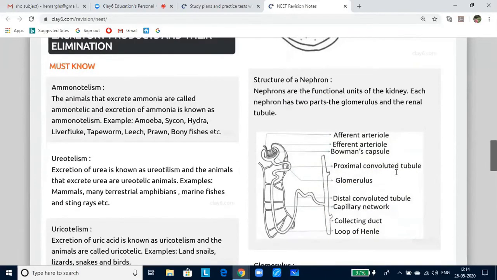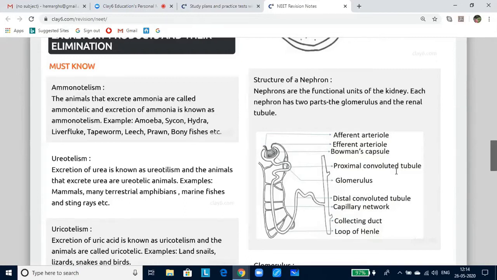Now, the structure of the nephron. The nephron is the structural and functional unit of the kidney. These are also called renal tubules or uriniferous tubules. There are about 1 million nephrons in each kidney. Each nephron is about 6 centimeters long. It is differentiated into 4 regions.